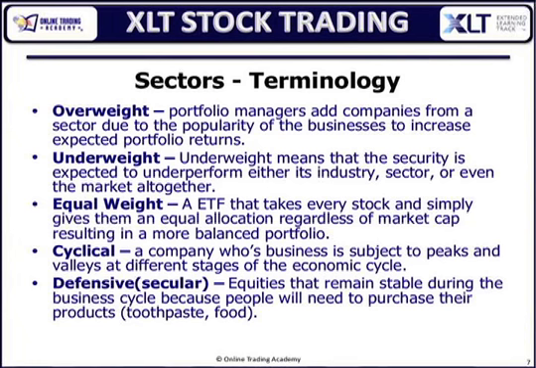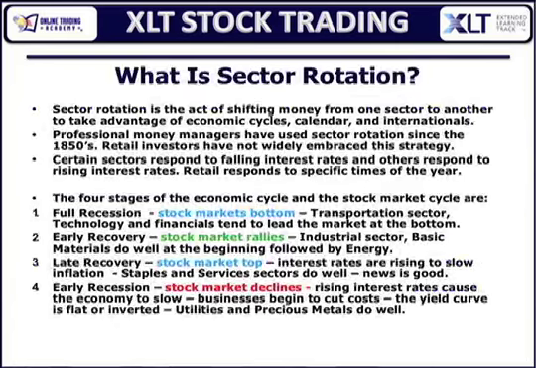Equal weighting is referring to an ETF that takes every stock and simply gives them an equal allocation regardless of the size of the market cap, and that results in a more balanced portfolio. For example, one of the different ETFs that's attempting to be more or less equal weighted these days is RSP, which is an equal weighted S&P 500 exchange traded fund. And for 10 consecutive quarters right now, up until this last quarter, which we haven't got the results yet, RSP has outperformed the SPY, which is the major exchange traded fund for the market cap spiders.